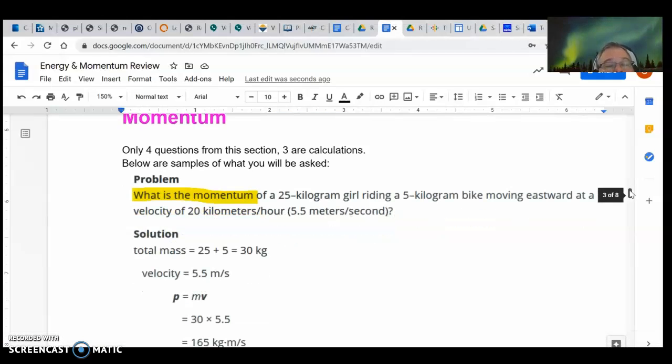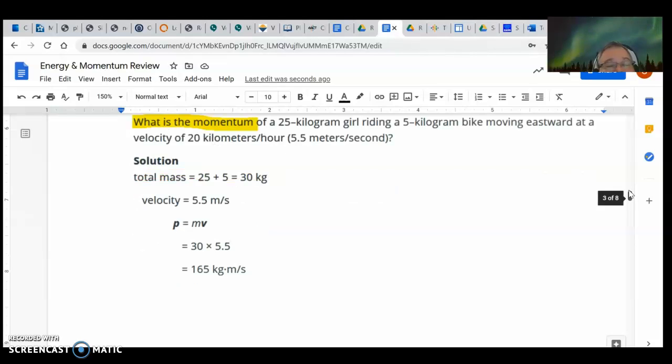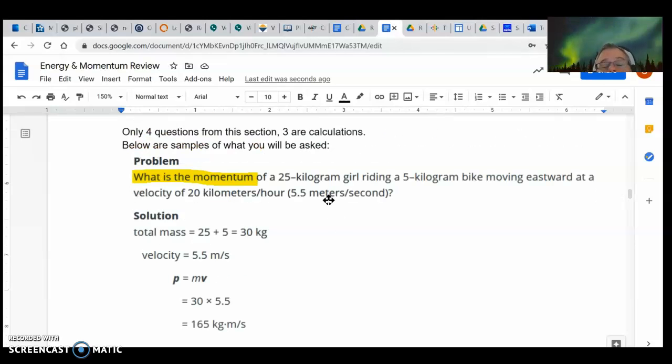Look these over. This first one I found, I'm not sure which slide it's from, but you've got to find the momentum. So m times v. Simple, just do the multiplication, right? But here's one trick though. You've got a girl on a bike. She weighs 25 kilograms, but her bike weighs 5 kilograms. You've got to remember to add that.